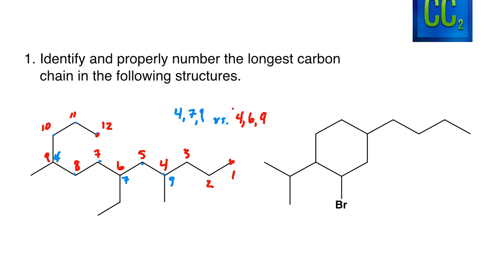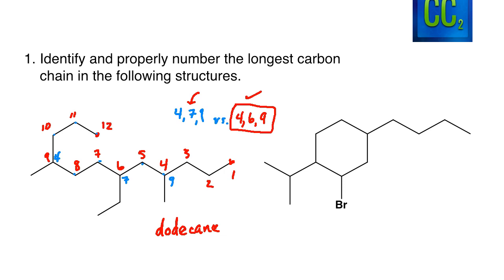And so the 4, 6, 9 is the lowest numbering system. The 4 and the 9s are identical. However, a 6 versus a 7 is going to matter. And so we pick the lower numbering system. So the red numbering system, and because this is 12 carbons, we're dealing with a dodecane as the main chain. And then we would go through and we would name the substituents. That's going to be in the next question.